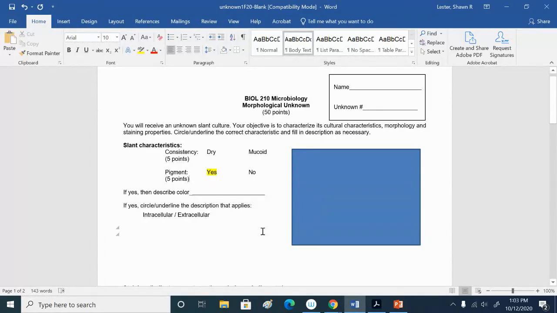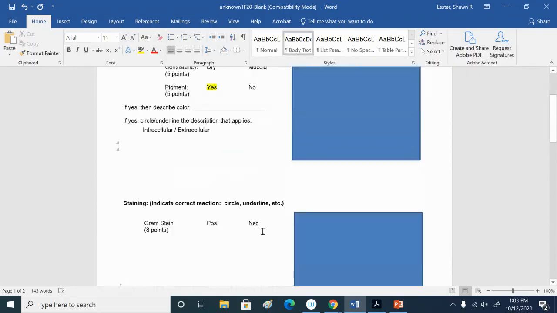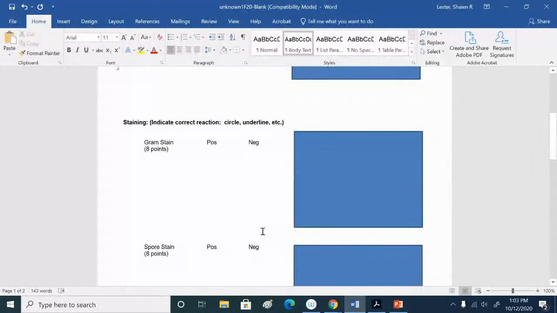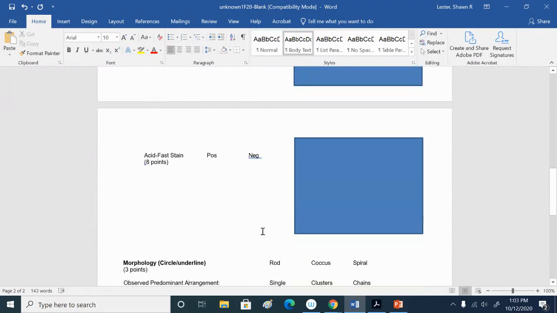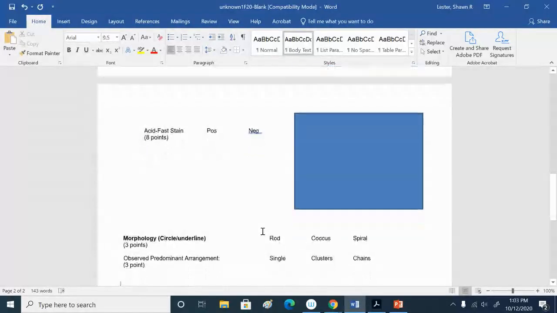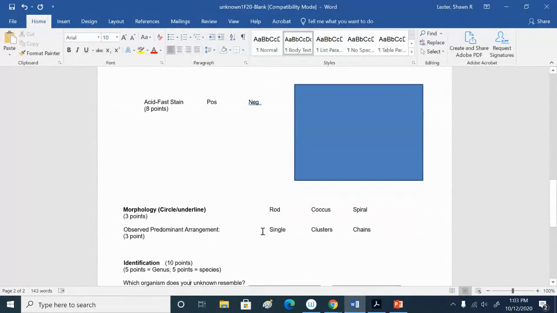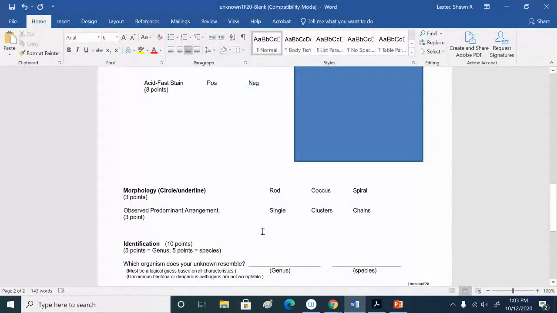So, pigment and consistency, and then an image of a gram stain, is it positive or negative? An image of a spore stain, positive or negative? Image of an acid-fast stain, positive or negative? Do you have a rod, coccus, or spiral? And the predominant arrangement. And then, based on all of your data, you need to identify it.